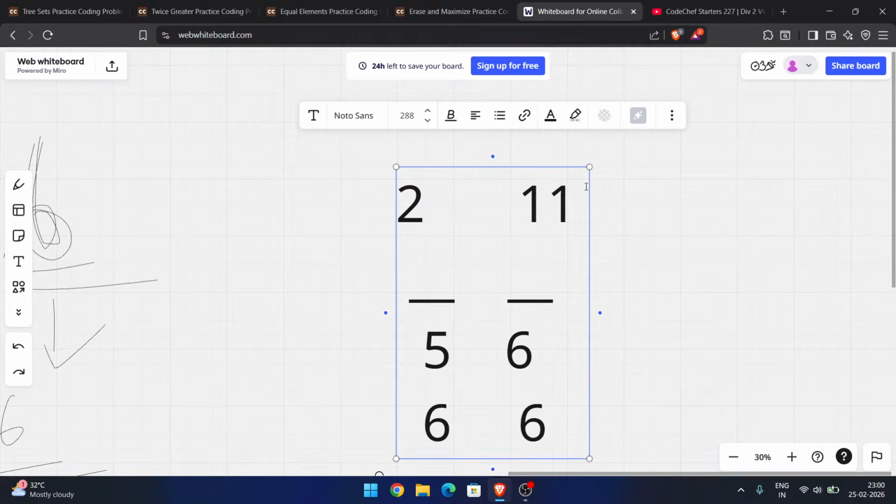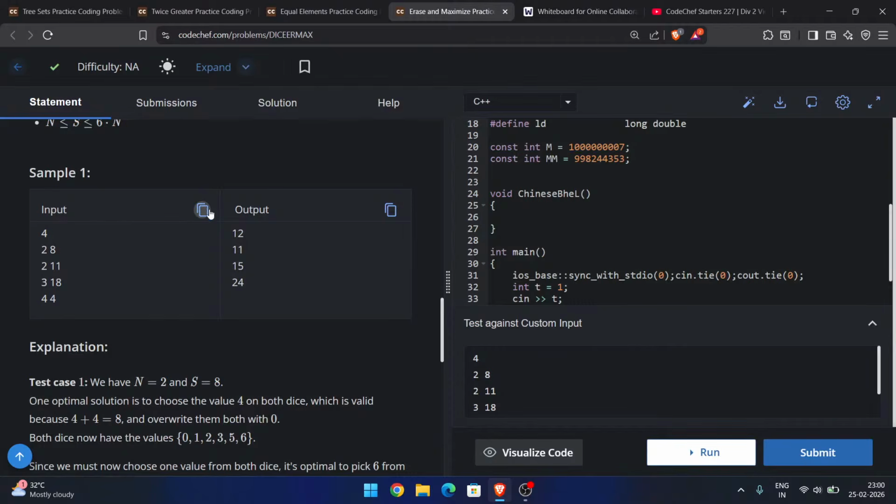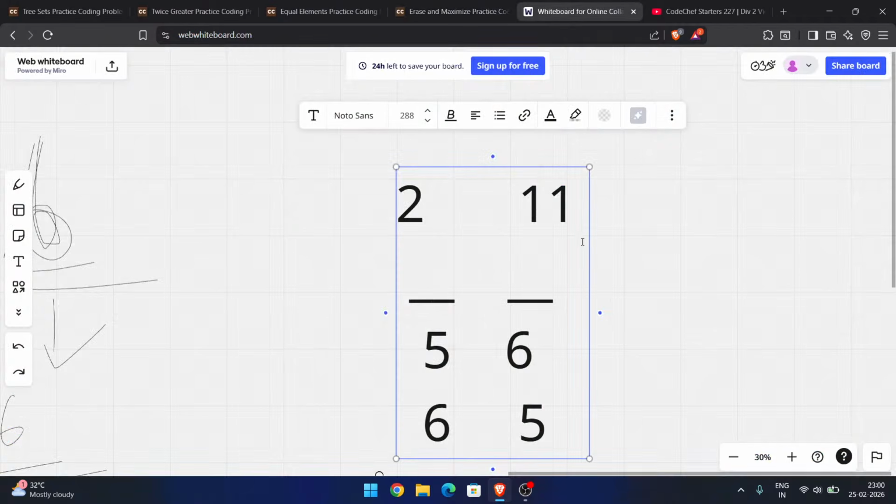So now if I have put one 6 here, then I can't pick 6 here. So what would be my next best element? It would be 5. Okay, so that's why the answer is 11. If I take the next task, which is 18, so it's 3.